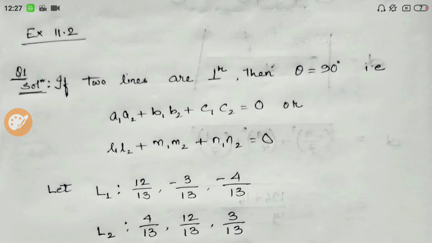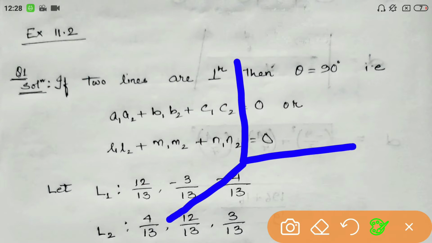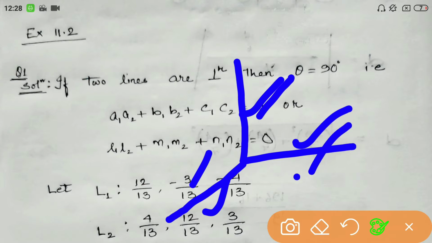Now question number 1 says, show that the three lines with direction cosines, okay, direction cosines are given instead of direction ratios, are mutually perpendicular. The direction cosines of three lines are given and we have to show they are mutually perpendicular. Mutually perpendicular means they are perpendicular to each other. All the three lines are perpendicular to each other, so all are perpendicular to each other.